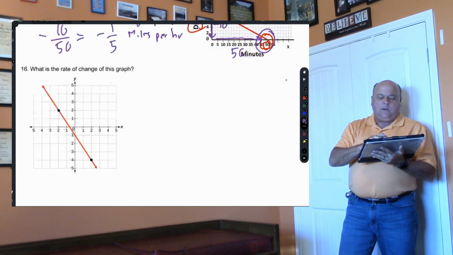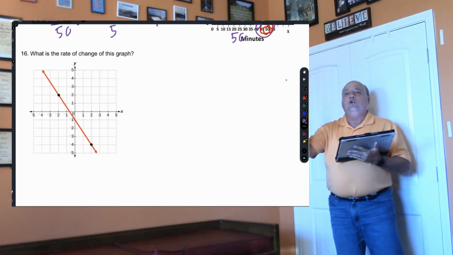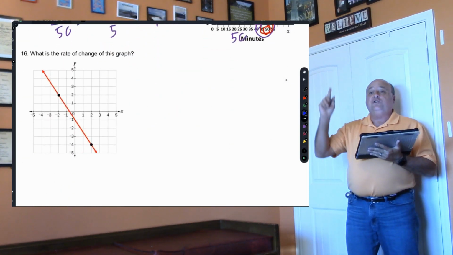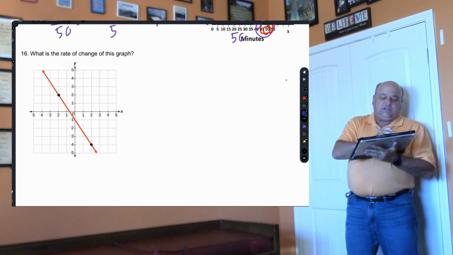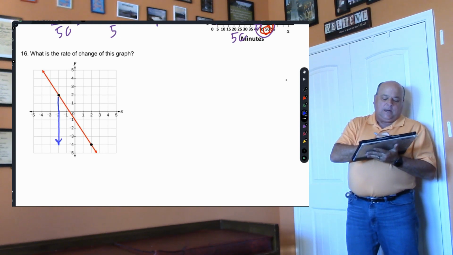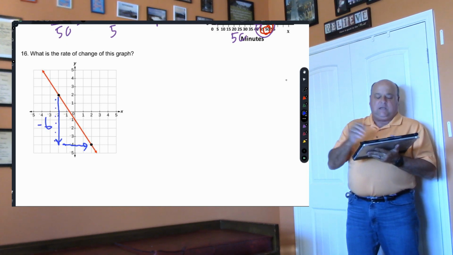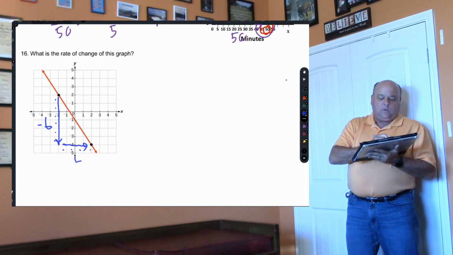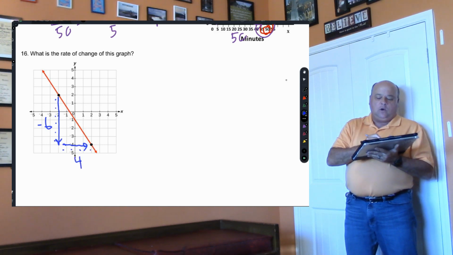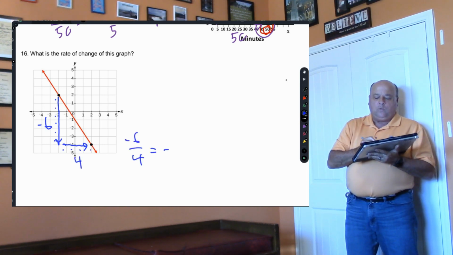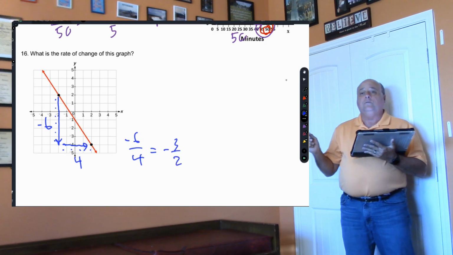Continuing on, we're almost done. Number 16, you want the rate of change from this. There's 2 ways to do it. The easy way is to make your slope triangle. So on this slope triangle, 1, 2, 3, 4, 5, 6, we go down 6, 1, 2, 3, 4, and we go over 4. My slope is negative 6 over 4, which is going to be negative 3 over 2.